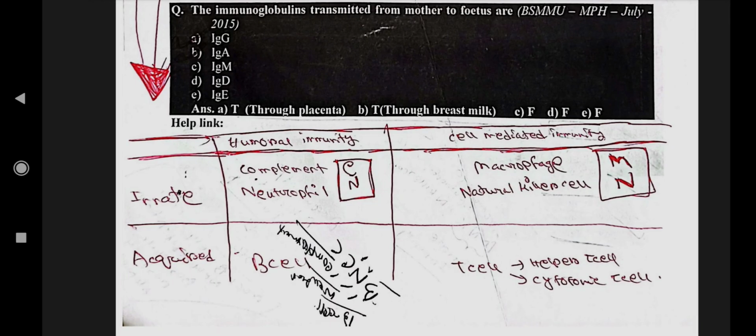The immunoglobulins transmitted from mother to fetus are: true answer IgG, IgA; false answer IgM, IgD, IgE.